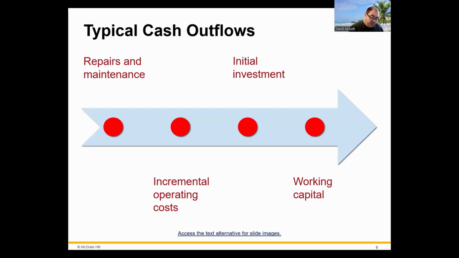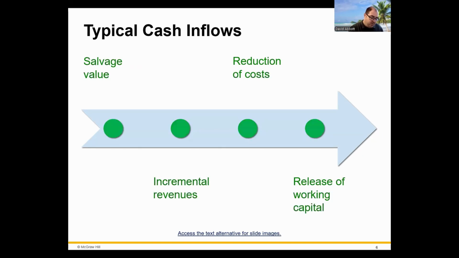So examples of cash outflows and cash inflows that accompany capital investment projects are as follows. So cash outflows would include the items that we see here. Notice the term working capital, which is defined as current assets less current liabilities. So again, typical cash outflows that would go along with these projects would be maintenance and repair costs, of course, the initial investment, the incremental operating costs, and working capital. And then some typical cash inflows would include the salvage value of a piece of equipment you're getting rid of, the reduction of costs that it was going to bring, the incremental revenues, and then the release of working capital.